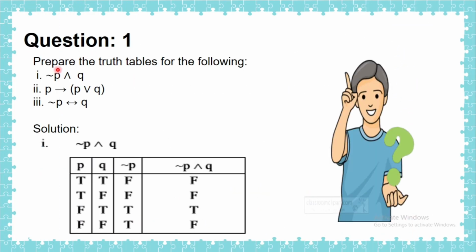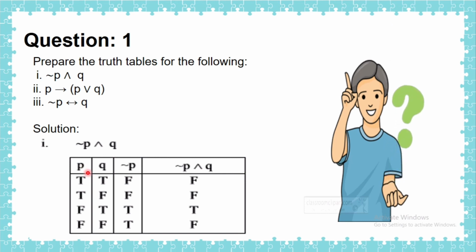Question 1. Prepare the truth tables for the following: 1. ~P and Q. 2. P → (P or Q). 3. ~P ↔ Q. Solution: 1. ~P and Q.